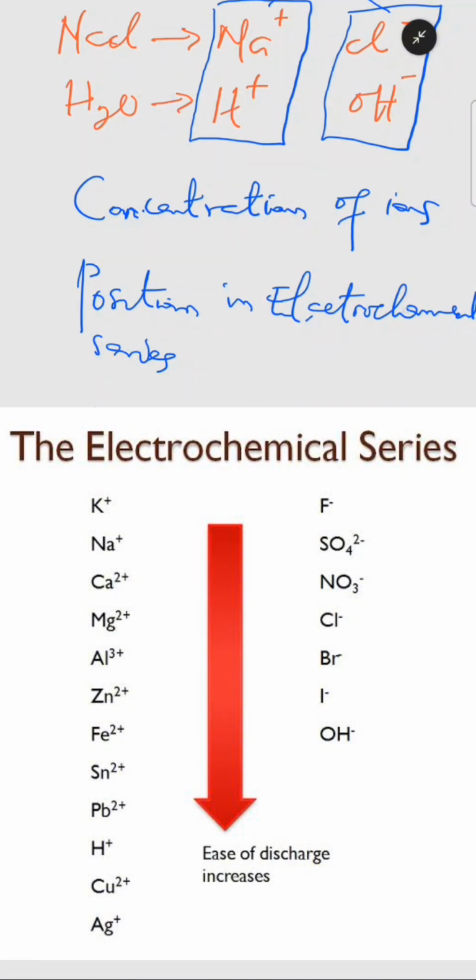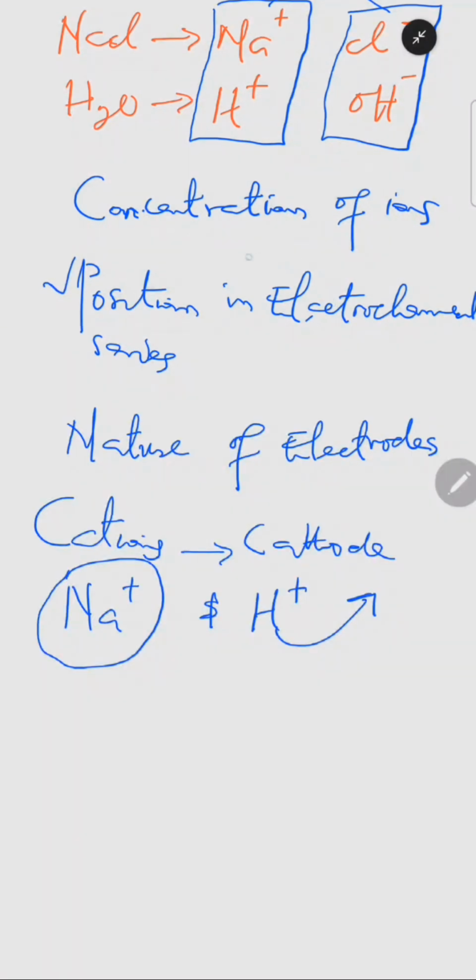Yes, that's using position in the electrochemical series. Reason why we use position in the electrochemical series is that the concentration of both sodium and hydrogen is the same in this electrolysis. So the next thing to judge who to leave and who to remain is position in the electrochemical series. So sodium is above hydrogen, so hydrogen is going to be discharged. How? We're going to come back to that later.